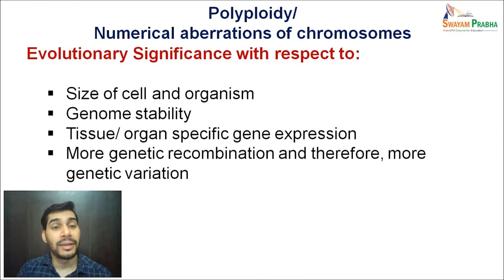There are reports of genomic stability being acquired with respect to polyploidy, tissue or organ specific gene expression, more genetic recombination, and therefore more genetic variations. So that is why we are considering polyploidy or chromosomal aberration here, because it is going to enhance the genetic variations.